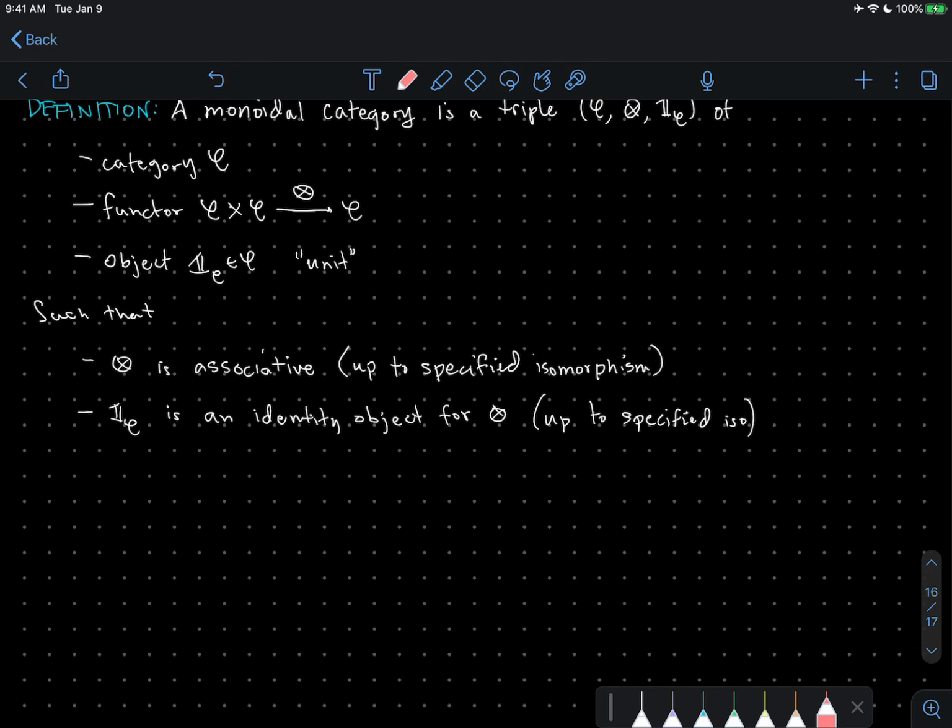Some important examples are any category with finite products has a Cartesian monoidal structure.